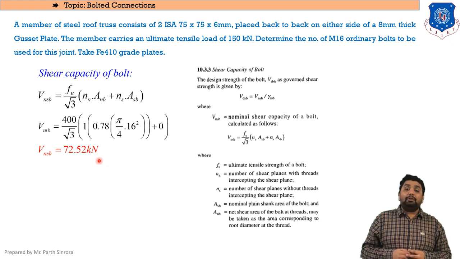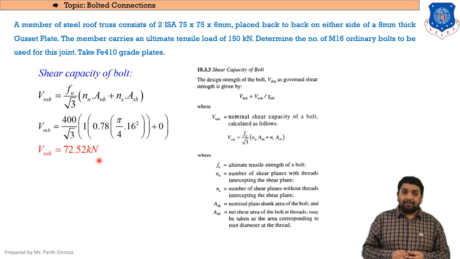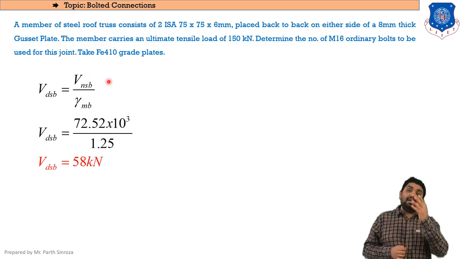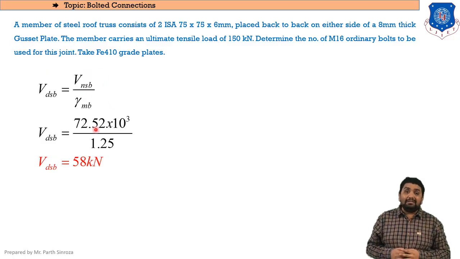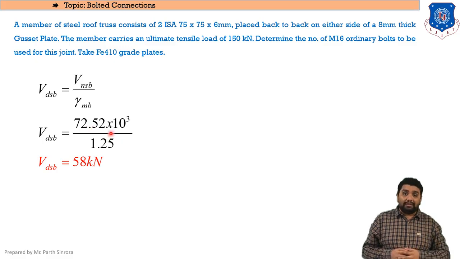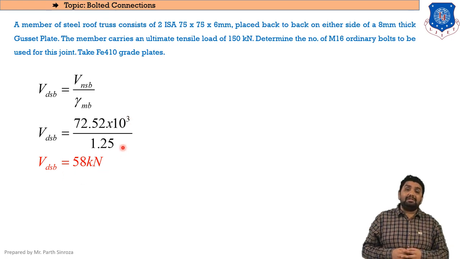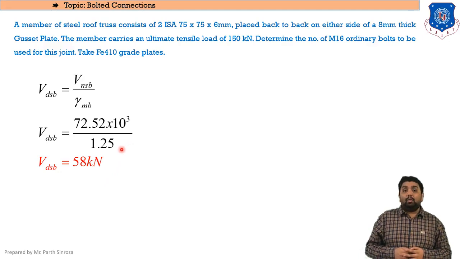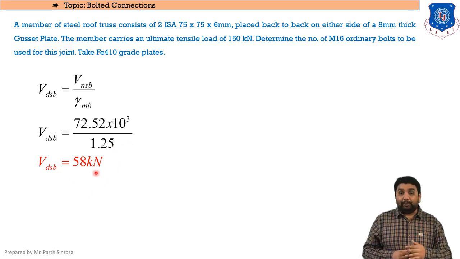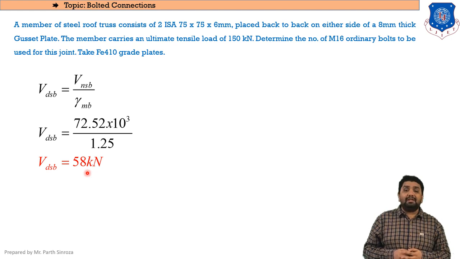Now we will look to find the value of VDSB. For VDSB, as you can see here, it is VNSB upon gamma MB. Clear? So VNSB, as we have solved it earlier, is 72.52, but it was in kilonewton. So converting it into Newton, it comes out to be into 10 raised to 3 and divided by the partial safety factor, that is 1.25. So the answer we get in Newton, and we convert it again to kilonewton. If you don't do the 10 raised to 3, it will be okay, not an issue. So the VDSB here we are getting as 58 kilonewton.